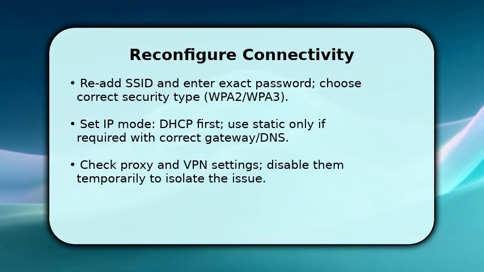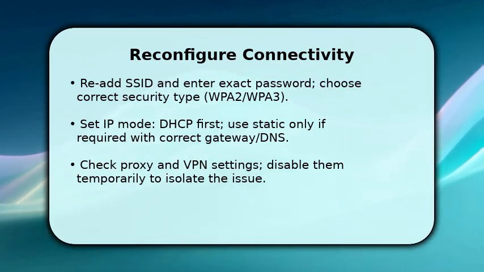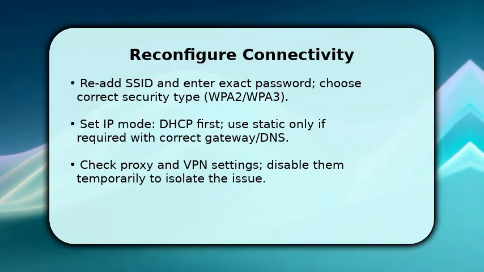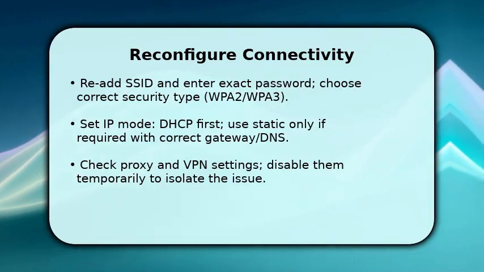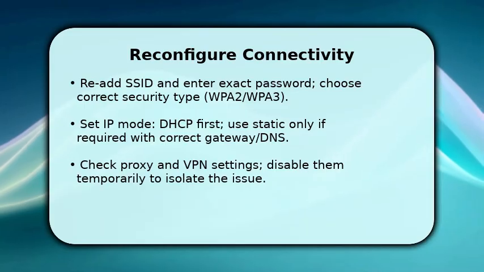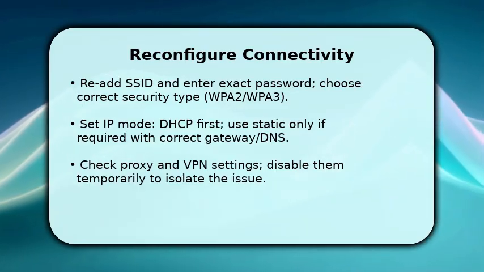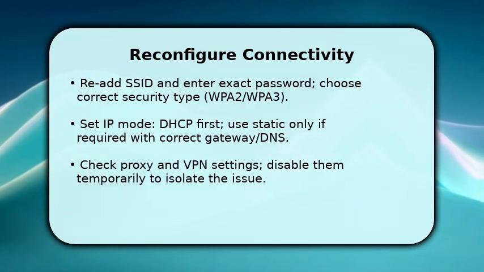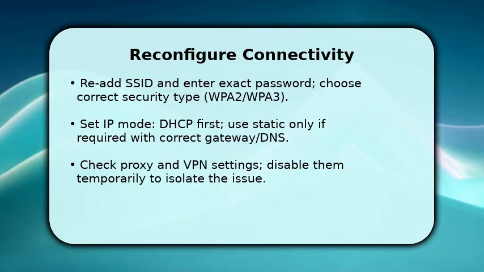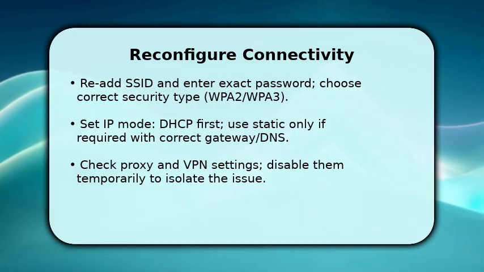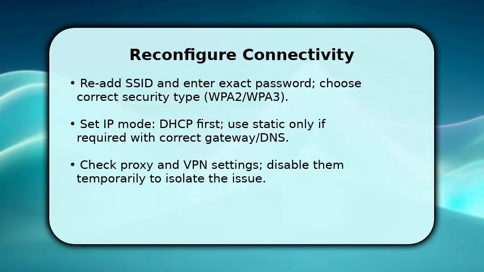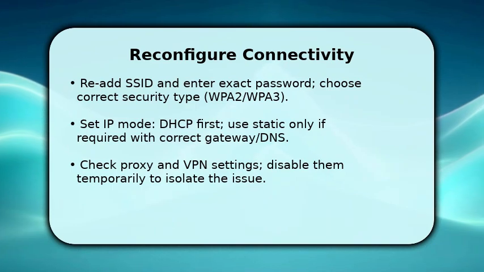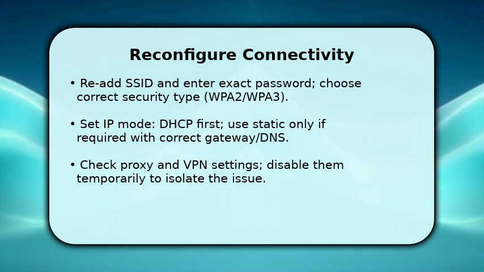Next, re-add the Wi-Fi network with attention to exact SSID spelling and password. Mismatches cause silent failures. When prompted, pick the correct security mode such as WPA2 or WPA3 because an incorrect selection blocks association. Let the Chromebook use DHCP by default so it requests an IP automatically. Only switch to static if your network requires it, and then enter gateway and DNS precisely. Also disable proxies and VPNs temporarily to make sure they are not interrupting the handshake or DNS resolution.